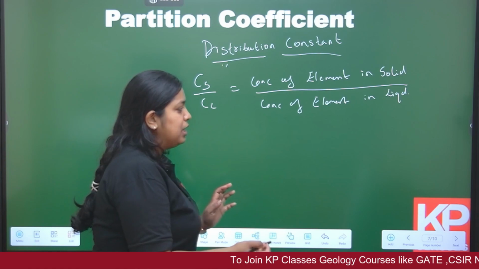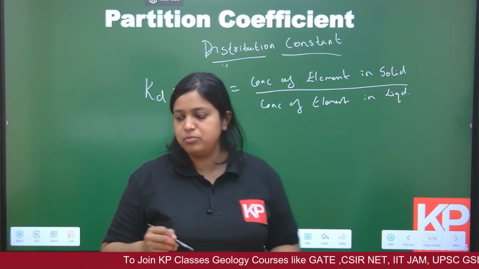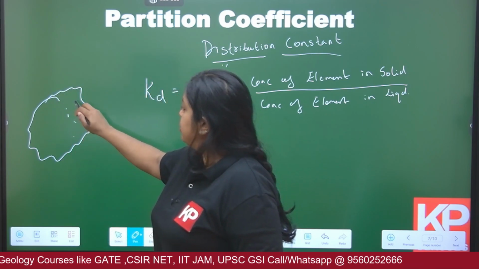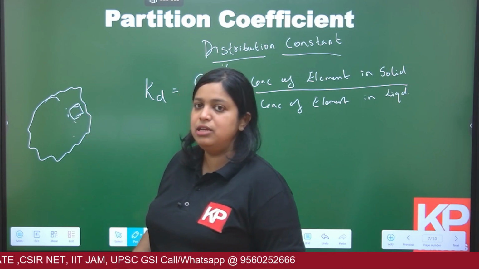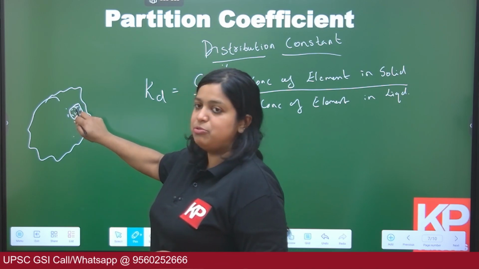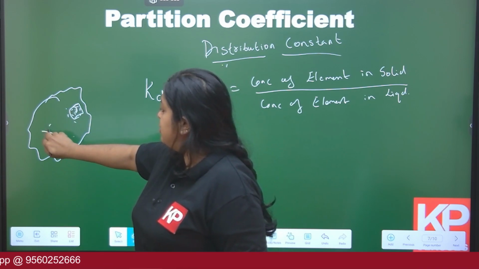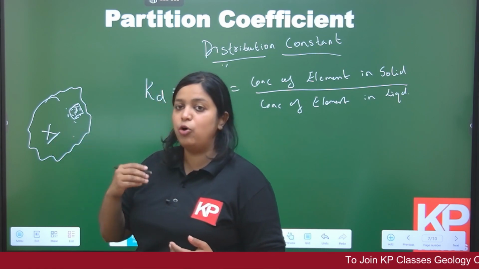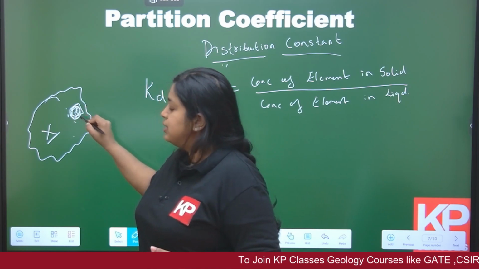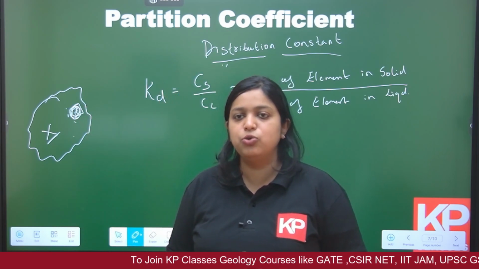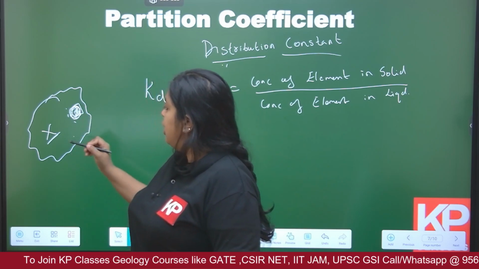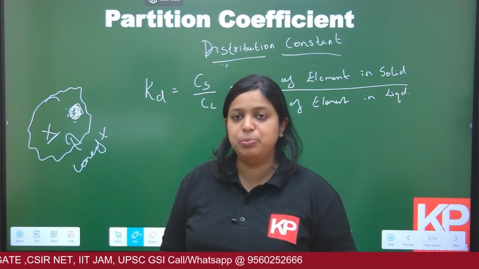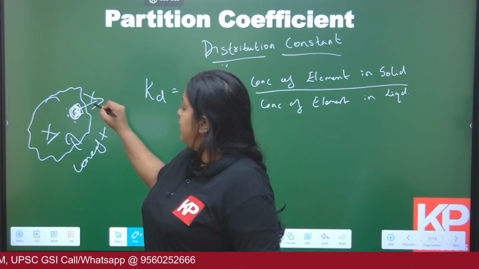Simply, when a mineral crystallizes, if I have a magma, liquid magma, and from this magma a particular crystal started crystallizing. Now when this crystallization happened, if for example there is an element called X, I should know whether this element is compatible in this mineral or incompatible in this mineral. So after crystallization of this mineral, I'll check the concentration of X in the melt, the residue, and the concentration of X in the mineral.